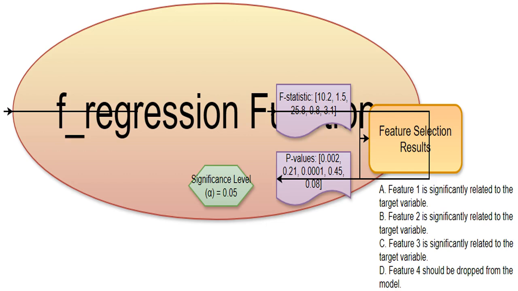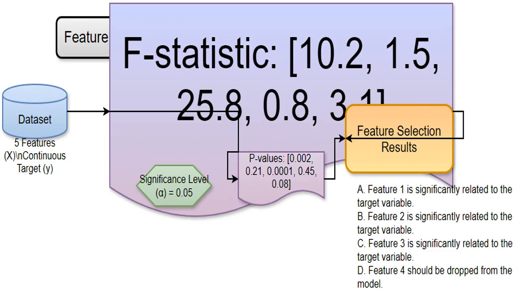This function tests how well each feature individually predicts the target variable using a statistical test called an f-test. It gives me 2 important numbers for each feature. The f-statistic, a measure of how much variance is explained, and the p-value, the chance of seeing these results if there's no real relationship. These are the f-statistics I got from the f_regression.